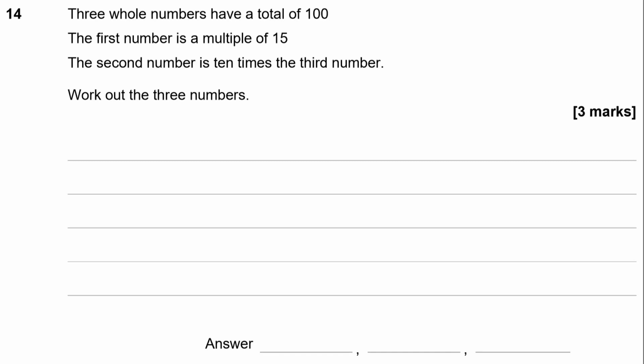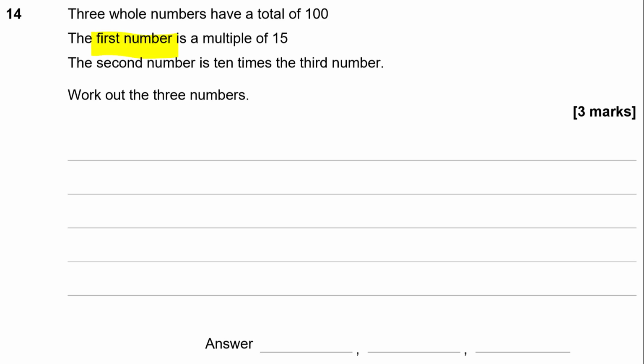Question 14. 3 whole numbers have a total of 100. The first number is a multiple of 15. The second number is 10 times the third number. Work out the 3 numbers. Okay, so we're going to have to do a bit of trial and error here to work through to a solution. Let's take each bit at a turn.